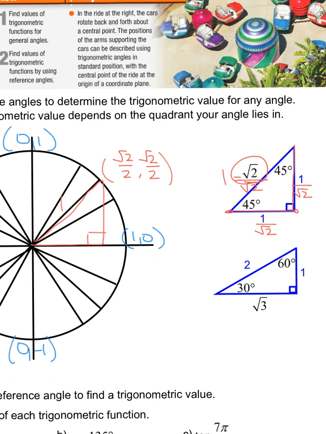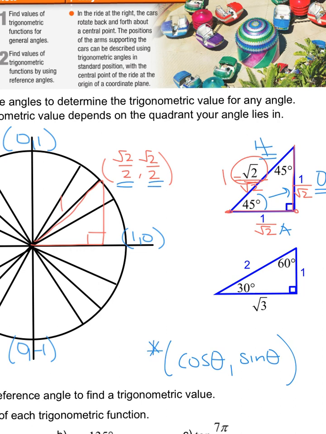Please keep in mind, as you're going through these problems, cosine is adjacent over hypotenuse, and it always corresponds to your x coordinate. Sine is always your opposite over hypotenuse, and that always corresponds to your y coordinate. That's a super important thing to keep in mind: your coordinates on the unit circle are always based on the cosine and sine of our special right triangles.